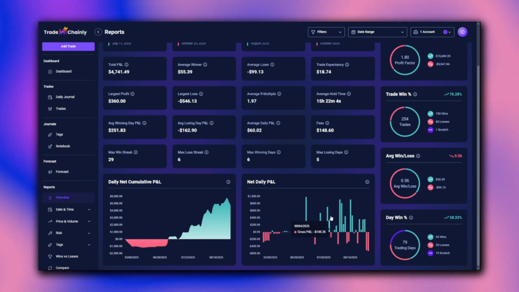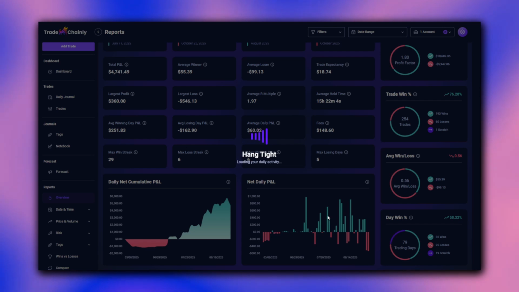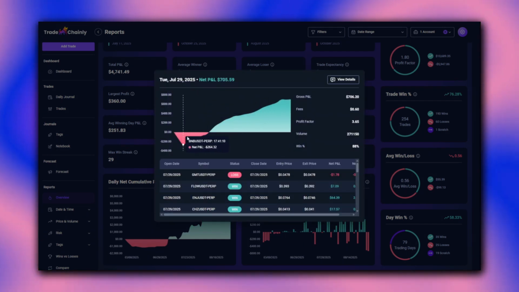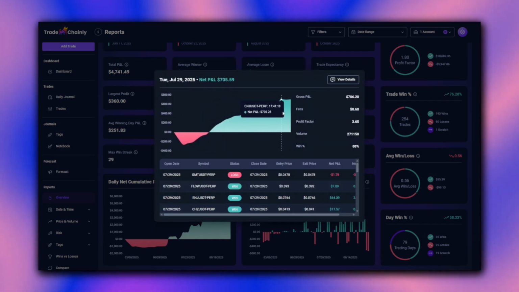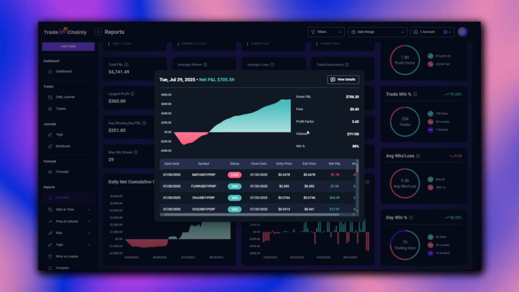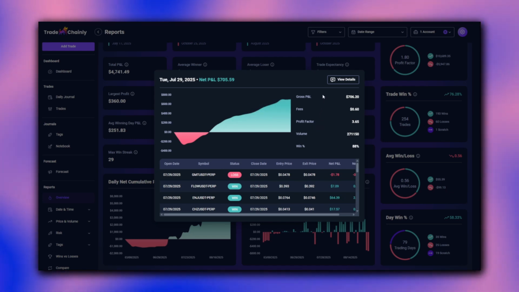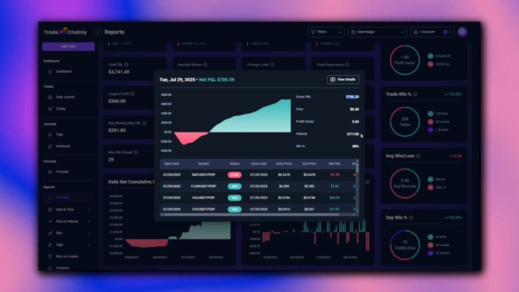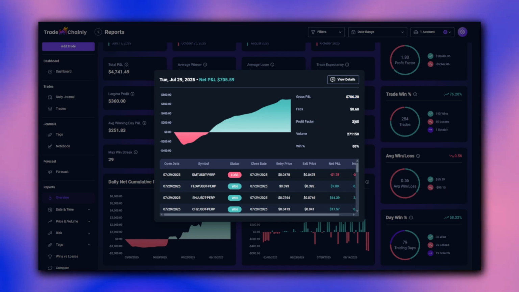I can check in depth any of my trading days. I can see my full intraday cumulative P and L curve. I can check the full list of trades closed that day and the metrics for them, my profit factor or the achieved P and L. It's everything I need to understand how my day actually unfolded.